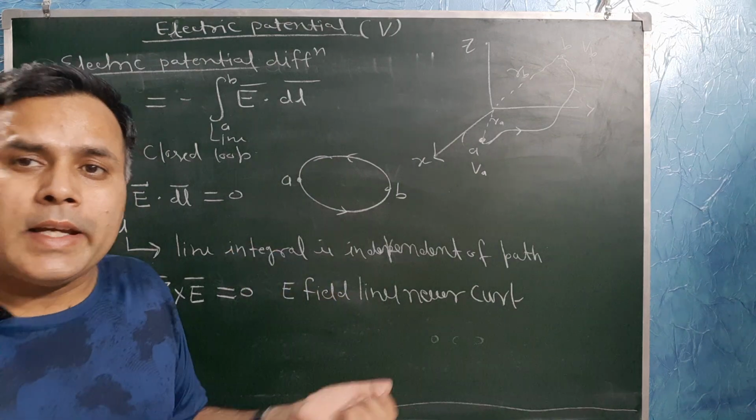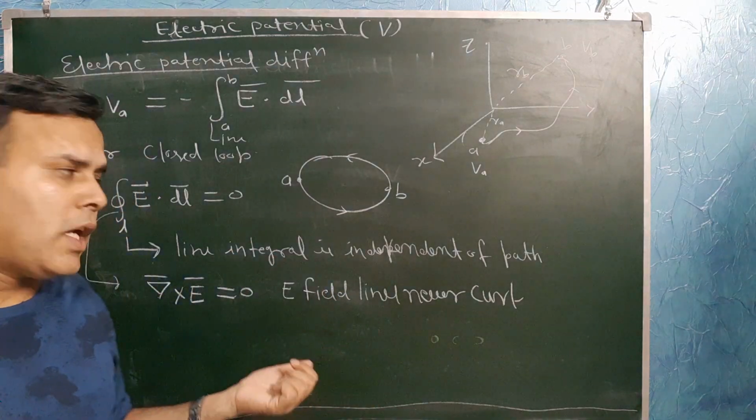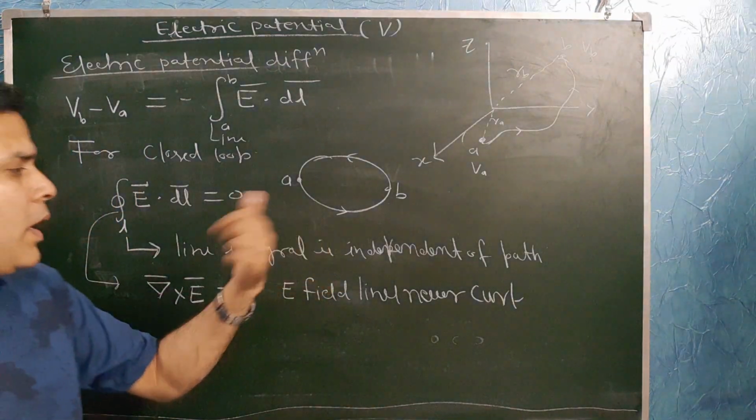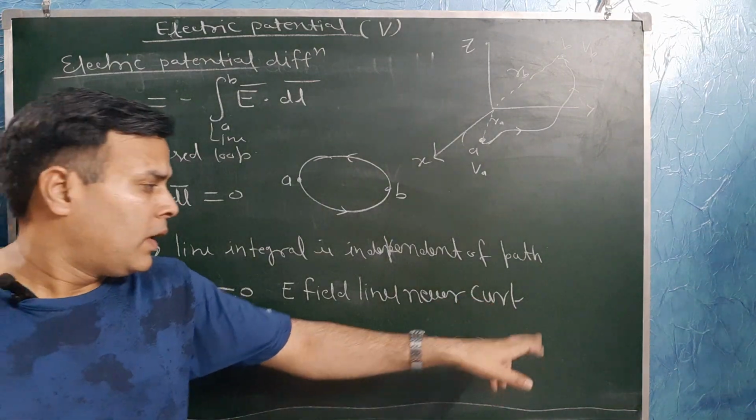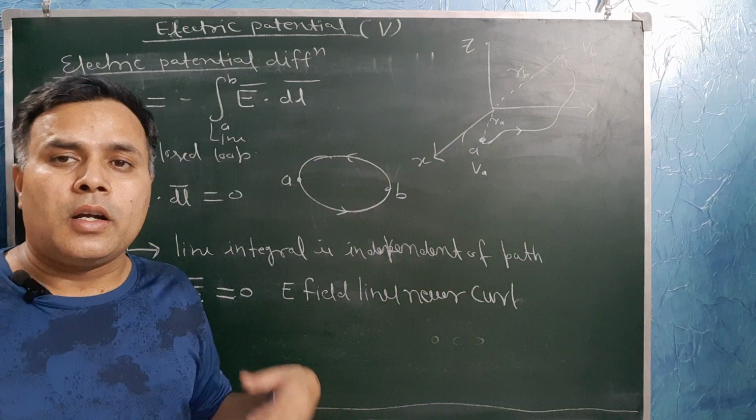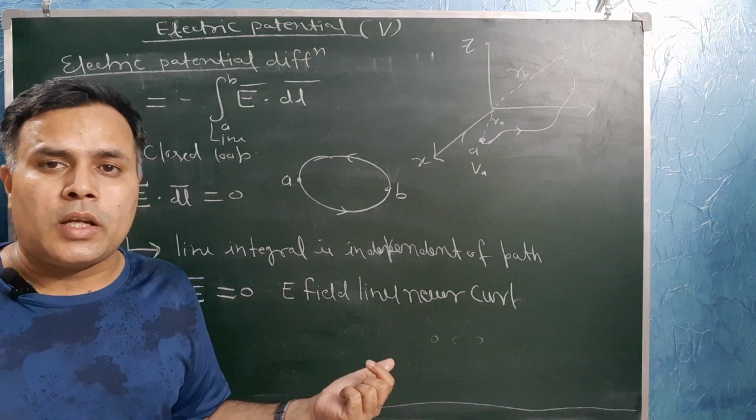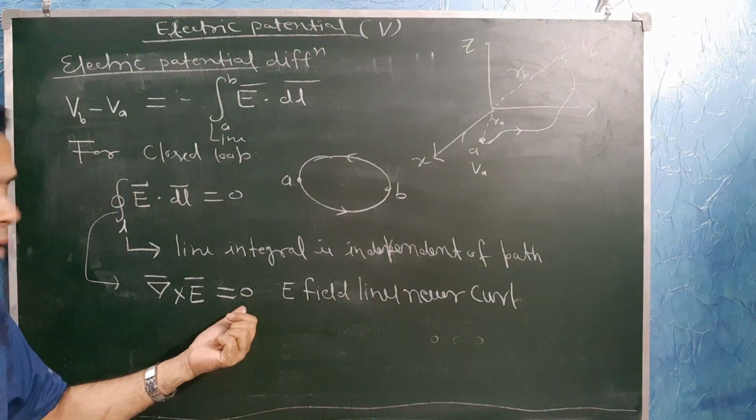So one can say that in electrostatics, work done is independent of path, and electric field lines never curl. They only diverge or converge through a point in a question. That is why curl of E is 0.